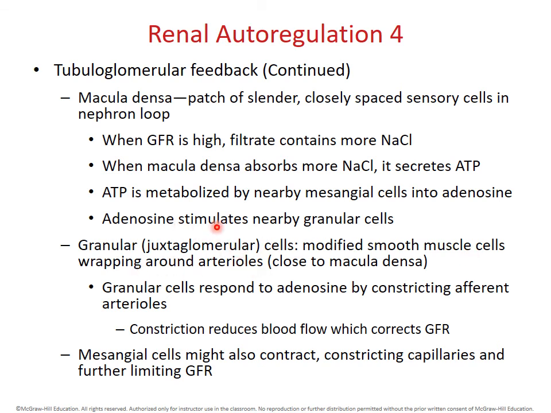Specifically, when adenosine stimulates these granular cells, they respond by becoming excited, causing constriction, specifically of the afferent arteriole. Well, if the afferent arteriole gets constricted, what's going to happen? We're going to get reduced blood flow, which will then, of course, reduce glomerular pressure, which will reduce glomerular filtration rates. Now, is this homeostatic?